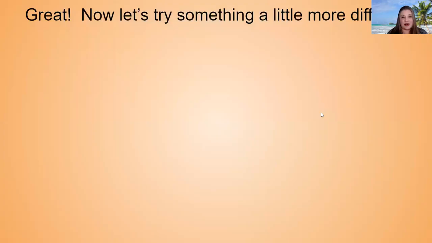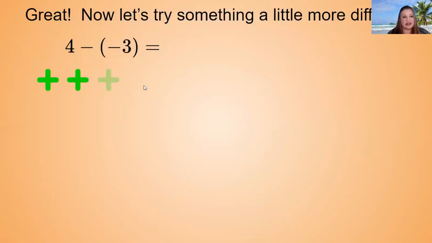So it's a lot simpler than it seems. Sometimes it looks scary. It's not too bad. Okay. Now this is where it's going to get a little more difficult, and I'll show you why. We're starting here with 4 positives. Let's represent that. And then what is this telling me to do?